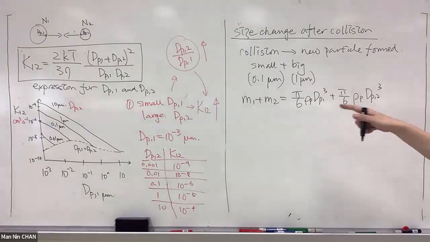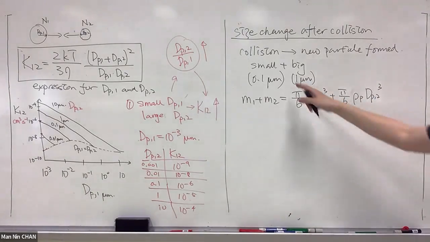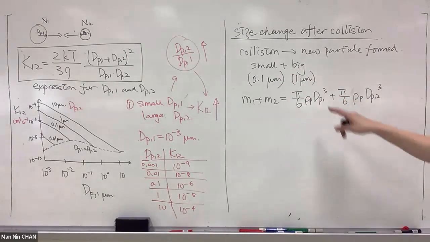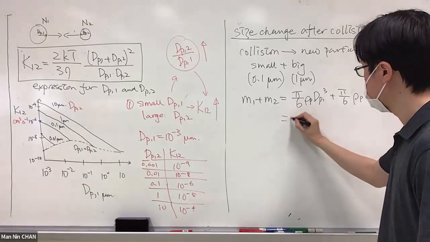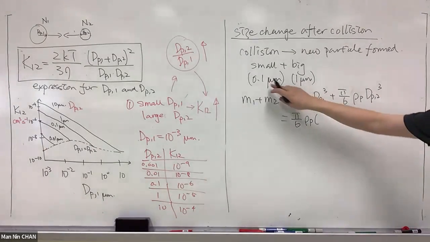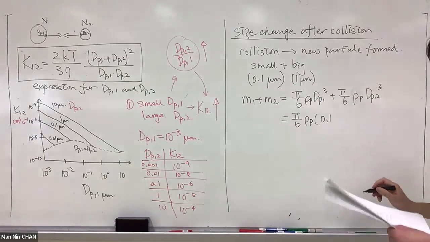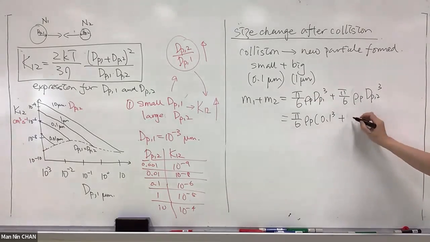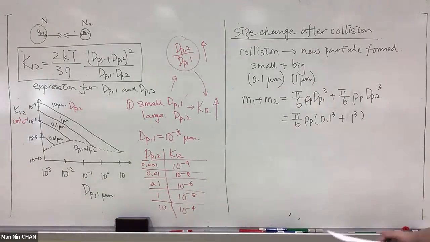So just assume you have M1 and M2, that means a large particle and a small particle here. And if you assume they have different sizes, so let's say this is 0.1, and the other one is just 1 micron. Right, so this is the one.